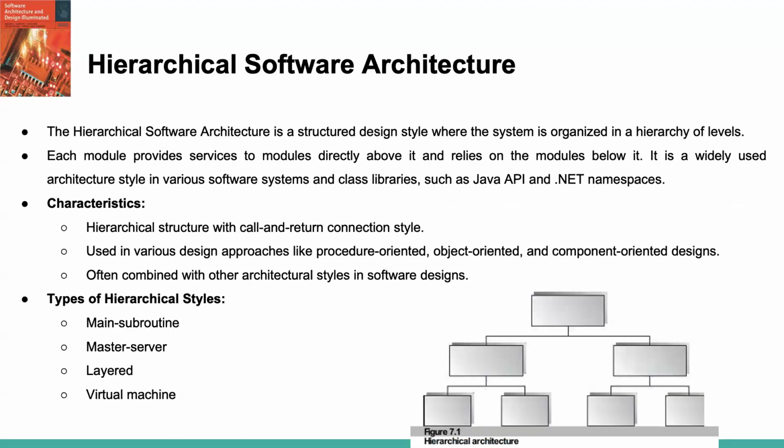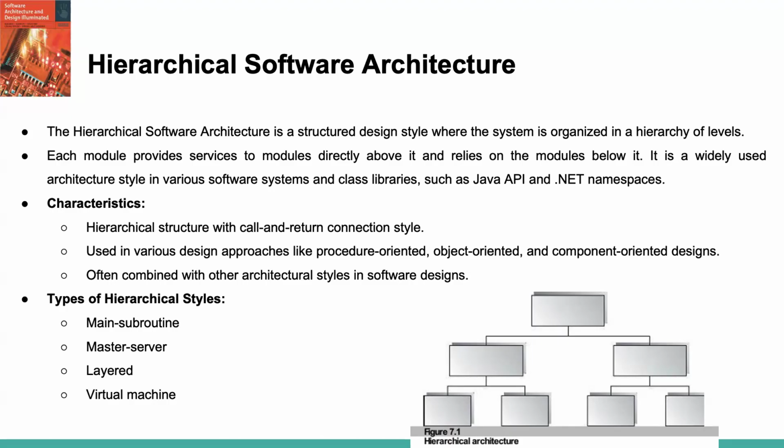In this section, we'll take a closer look at the hierarchical software architecture, which is a structured approach that organizes a system into a hierarchy of levels. At its core, hierarchical architecture is designed to create an organized structure where each module has a specific role. Each module provides services to the module directly above it and relies on services from the module below it. This top-down organization forms a clear chain of responsibility and dependency, making complex systems more manageable. This architectural style is commonly seen in well-known software systems and class libraries, such as the Java API and .NET namespaces. In these libraries, we see distinct hierarchies that allow for organized, reusable code across applications.